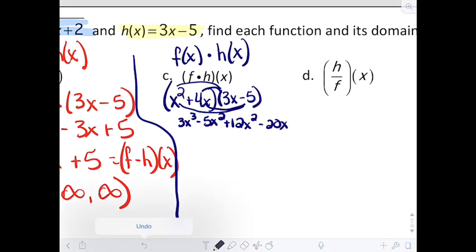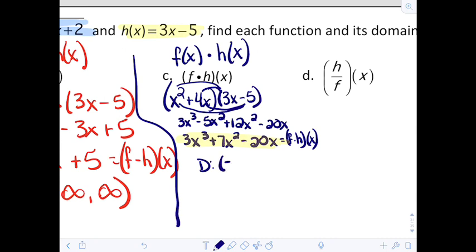So as I combine my like terms, I get 3x cubed. The x squared terms go together, so plus 7x squared, negative 5 plus 12 is 7, and then minus 20x. And this would be our f times h of x. Final answer there. Now, again, the domain in this, there are no restrictions on any of the domains from f of x to h of x, and then when we multiply them again, we have no square roots and we have no denominators, so the domain is negative infinity to infinity.